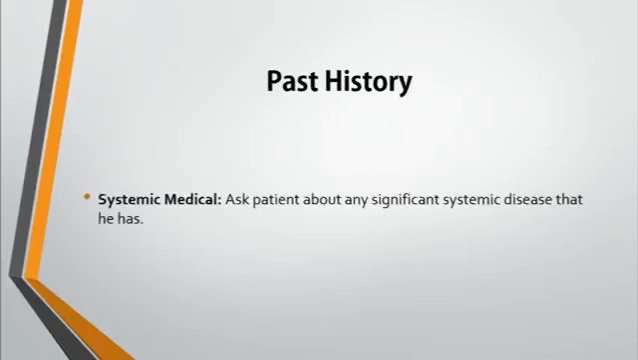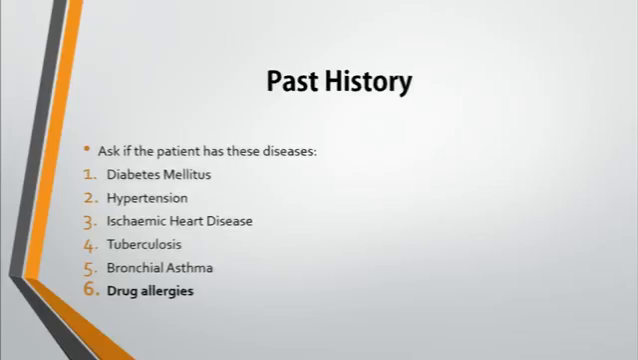Systemic medical: ask patient about any significant systemic disease that he has. Systemic surgical: any surgeries in past. Ask if the patient has these diseases: diabetes mellitus, hypertension, ischemic heart disease, tuberculosis, bronchial asthma, and drug allergies.